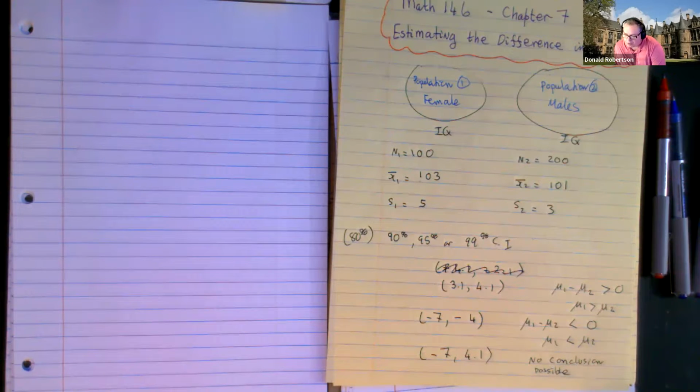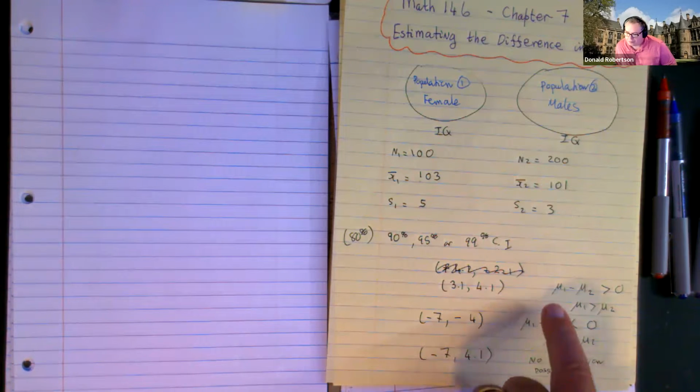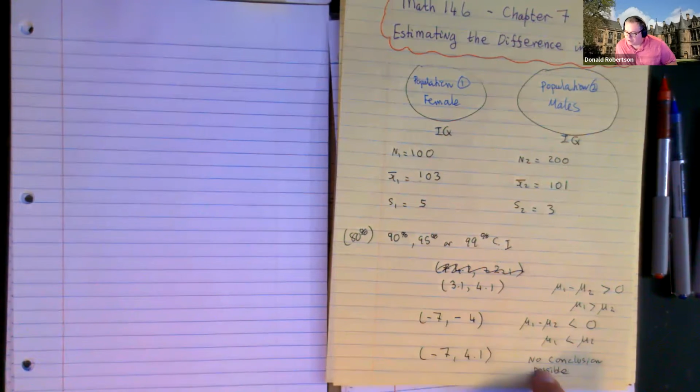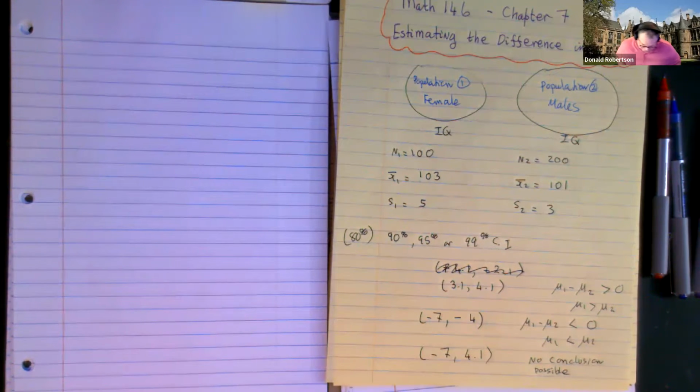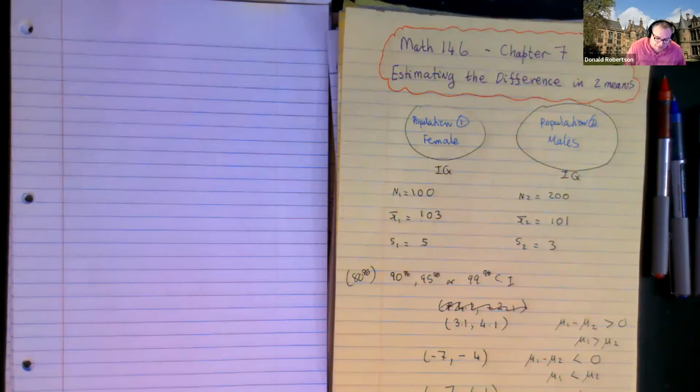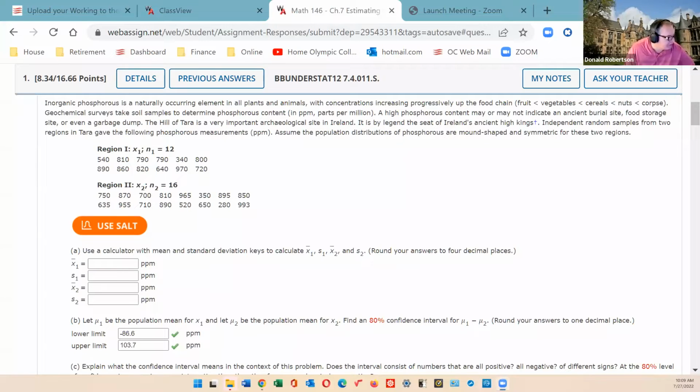Are we comfortable about how you can take the interval, right, and make conclusions about the population means: bigger than, less than, or you can't tell? So let's show you, because this section is actually pretty quick because most of the heavy lifting is actually being done by SALT.